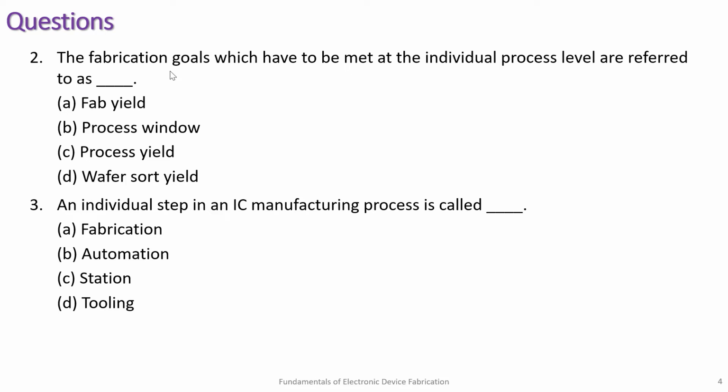Process window means the range of values that is acceptable, right? Whether we are measuring thickness, the level of dopants or contaminants, or electrical resistivity, there will be a range of values that is acceptable, and this range of values is called the process window. This is our goal from a particular process. Whenever we are doing a fabrication step, we need to meet the process window, that is, the measured value should lie within these acceptable ranges.